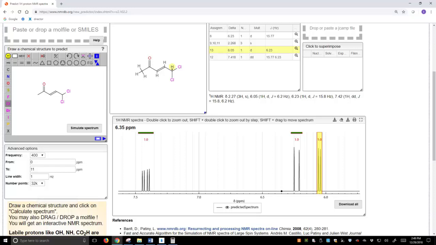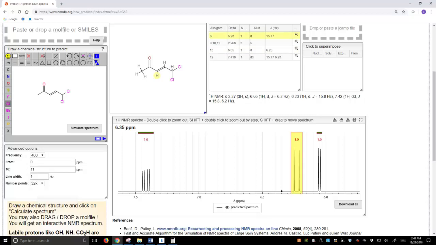That hydrogen has one neighbor. We'd expect it to be a triplet. That's indeed what we see. And that triplet, we expect to see a doublet because it has one neighbor. One neighbor, multiplicity should be n plus 1. 1 plus 1 gives us 2. That's a doublet with a relative intensity of 1 to 1. Perfect. The next peak over, this is a hydrogen.